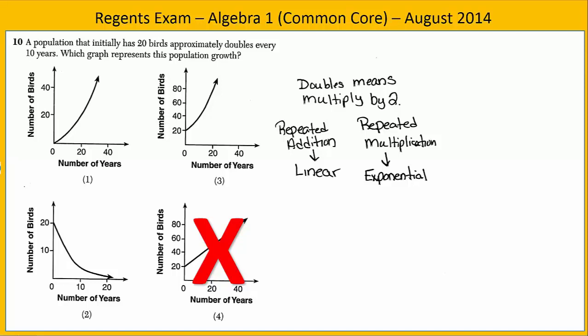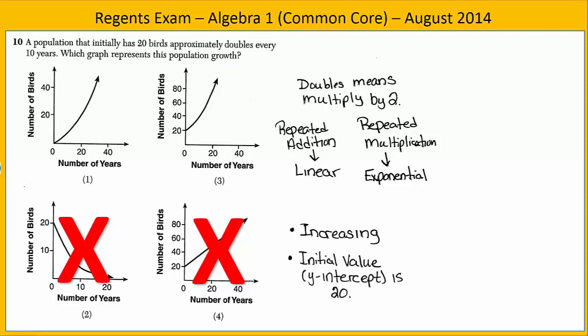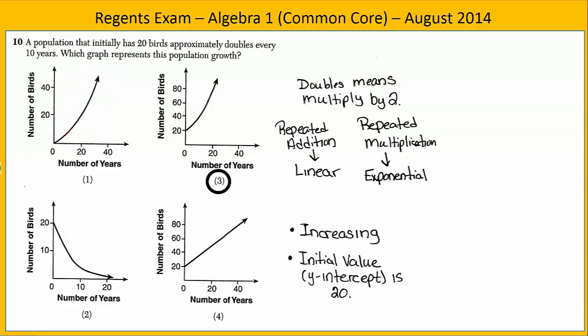If the population is doubling, it means that it's increasing. If we look at the graphs, we see that 2 of them are increasing and 1 of them is decreasing. Choice 2 is out. The population is increasing, and so it can't possibly be choice 2. Next, we're told that the initial value was 20 birds. That's the y-intercept. Look at choice 1 and choice 3 carefully. Which one has an initial value, or a y-intercept of 20? Choice 3 does, and so choice 3 is our answer.